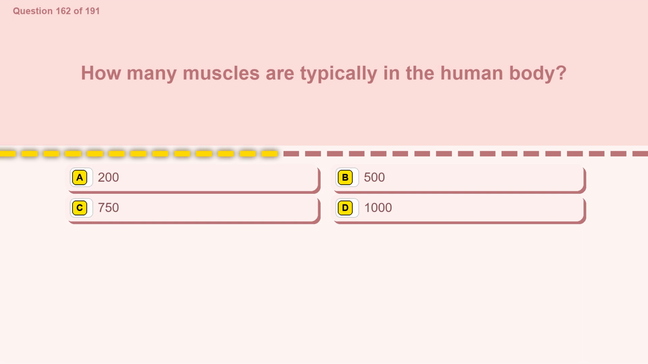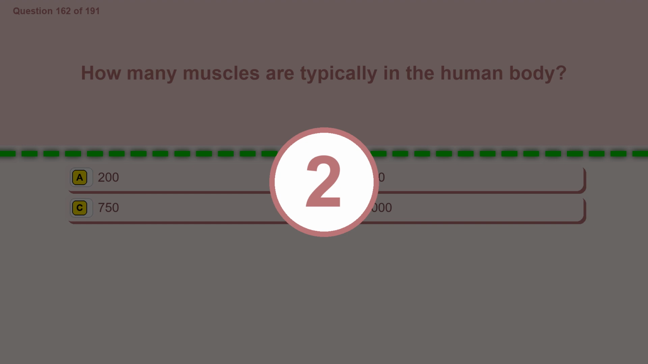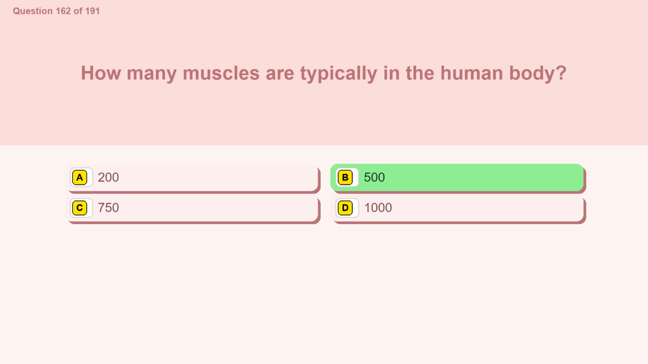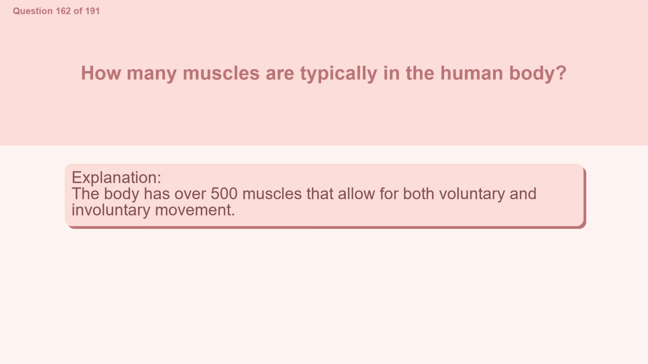Option A, 200. Option B, 500. Option C, 750. Option D, 1000. The correct answer is option B, 500. The body has over 500 muscles that allow for both voluntary and involuntary movement.